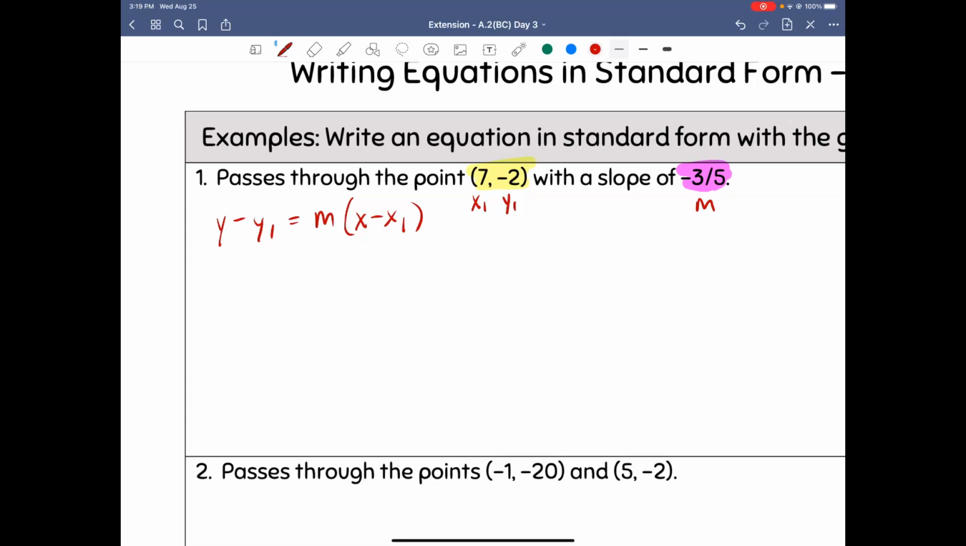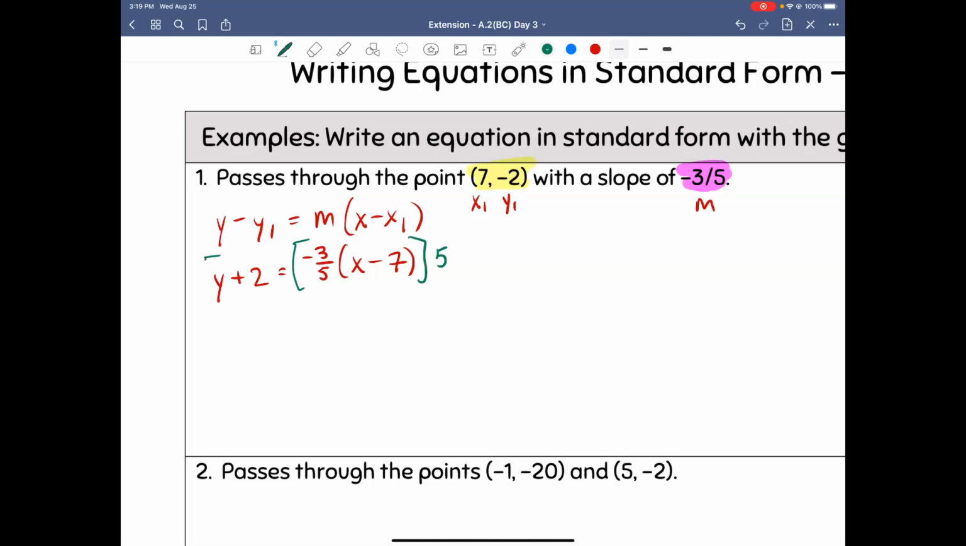Plugging those three numbers into the point-slope equation, we will have y minus negative 2, which becomes positive 2, is equal to the slope, -3/5, multiplied by x minus the x-coordinate, or x1, which is 7. In this case, in order to get it into standard form, first of all, we want to eliminate the fractions. We see that we have a fraction here where the -3/5 is. In order to get rid of that, we're going to multiply this side of the equation by 5.